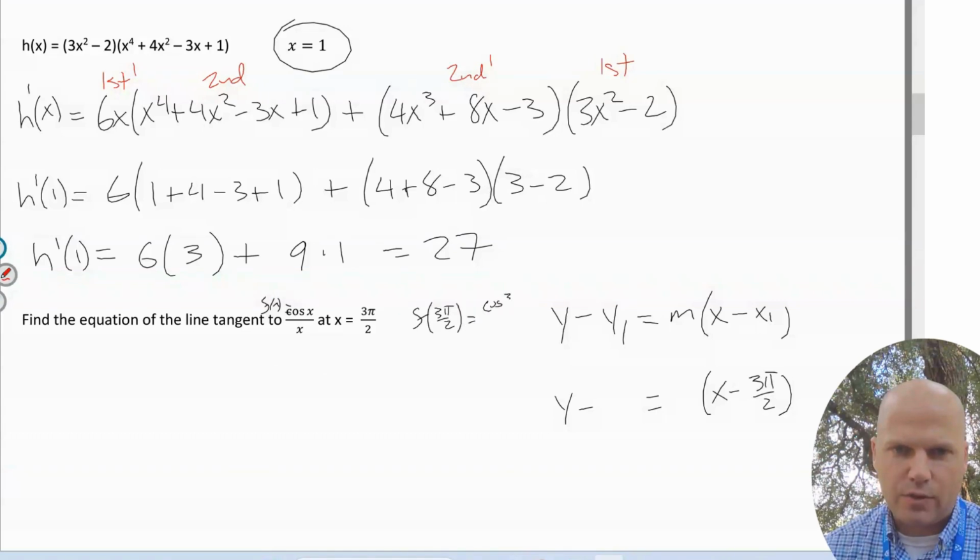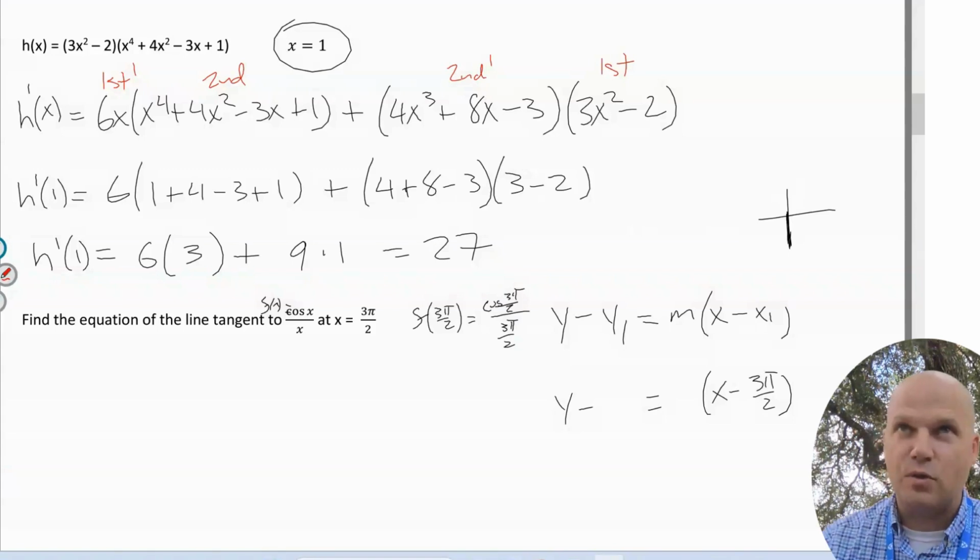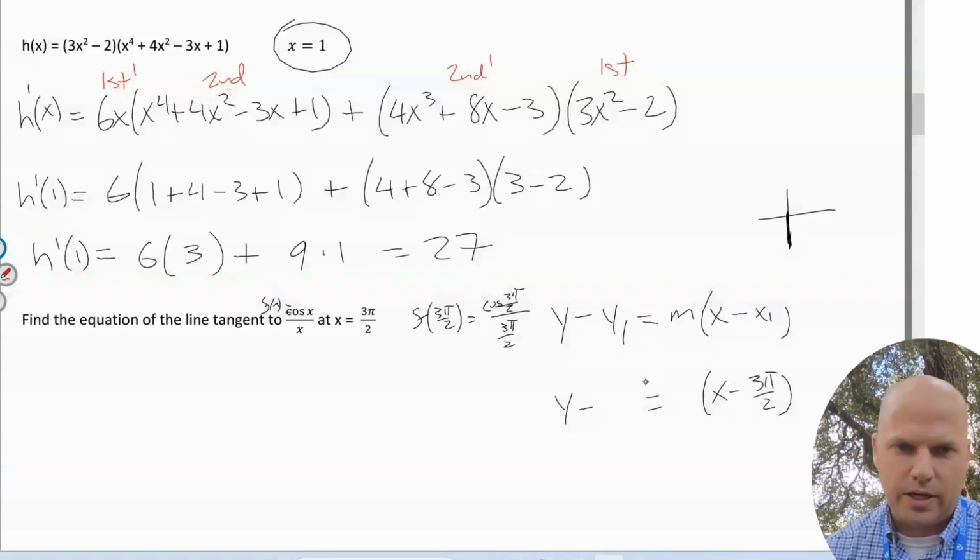Well, that's the cosine of 3 pi over 2 over 3 pi over 2. Well, I know the cosine of 3 pi over 2 is 0. 3 pi over 2 is straight down. This is why we reviewed trigonometry, because you just have to be able to deal with it, and it's going to show up randomly. So that's a 0. Now I just need the m. How do we find an m? We need the slope equation.